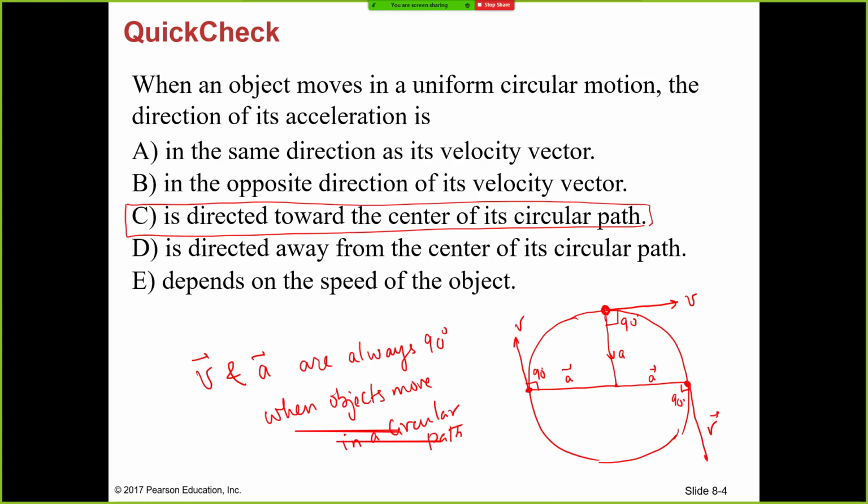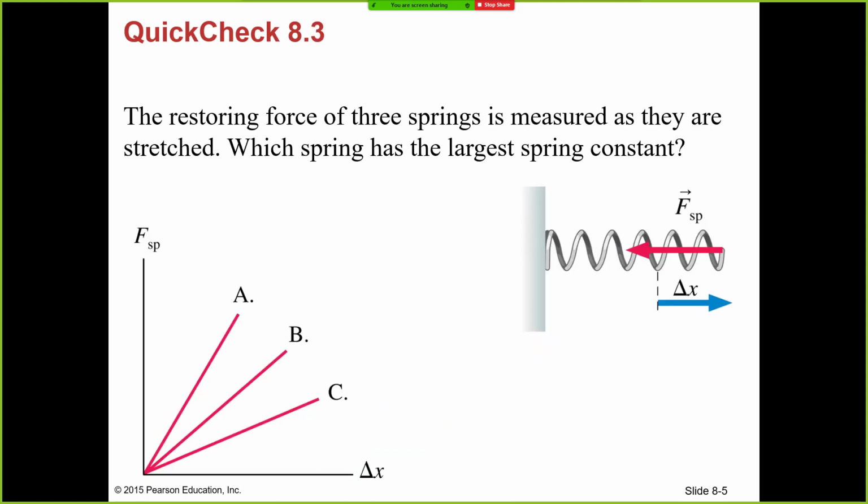So that's that. Let's look at the next one. We have 3 springs, and for each of the springs the graph is shown by A, B and C. So which spring has the largest spring constant? You should know this from the lab we did last time. Yes, the steeper the curve, the larger the K.